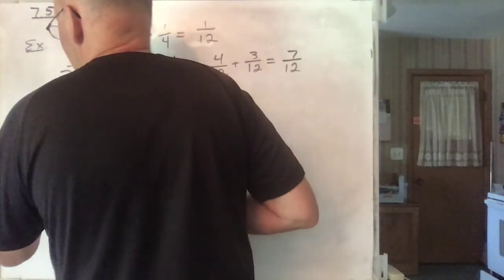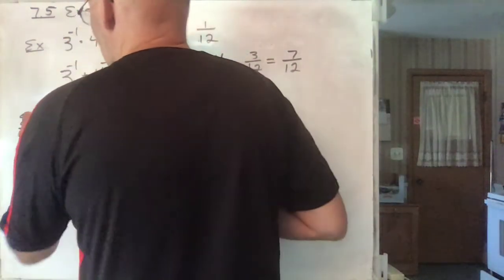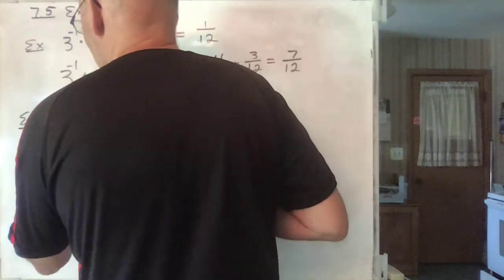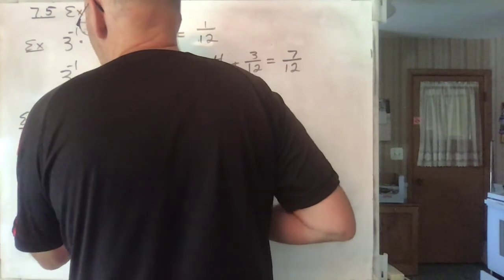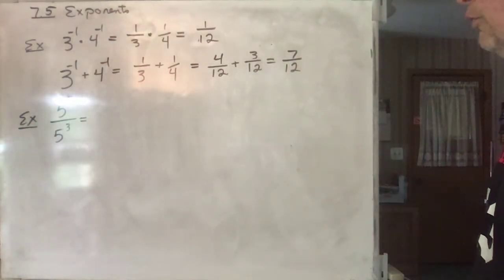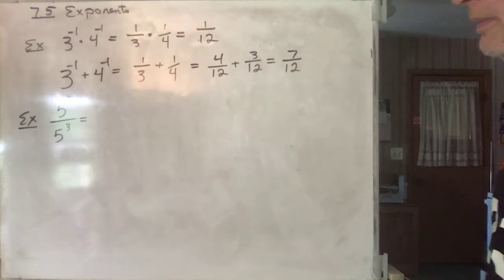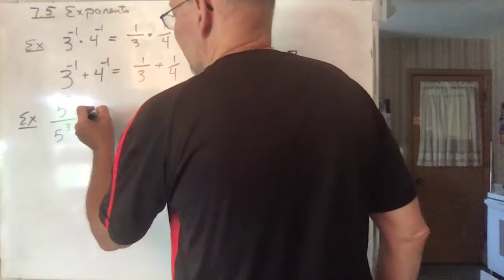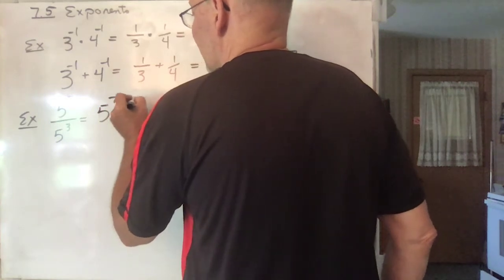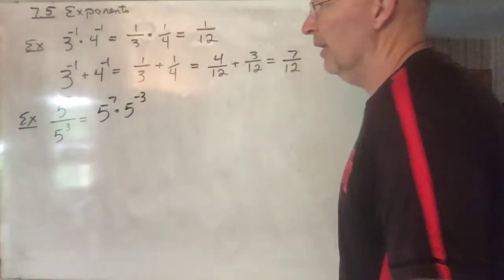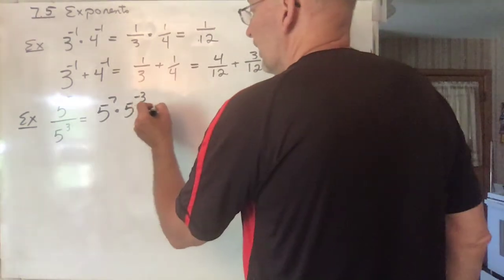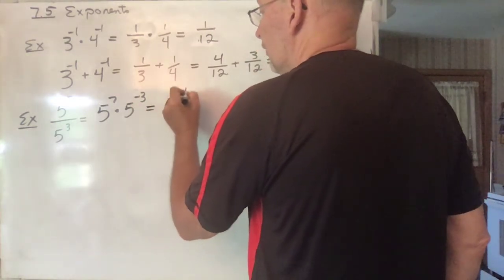Okay, let's do another one. Again, in class you'll be doing all sorts of examples like this. This is just to kind of get you started and give you an overview of what you'll be doing. So this is equal to 5 to the 7th times 5 to the negative 3rd, right? Because this is the same as 5 to the negative 3rd. Now you can add the exponents and get 5 to the 4th.